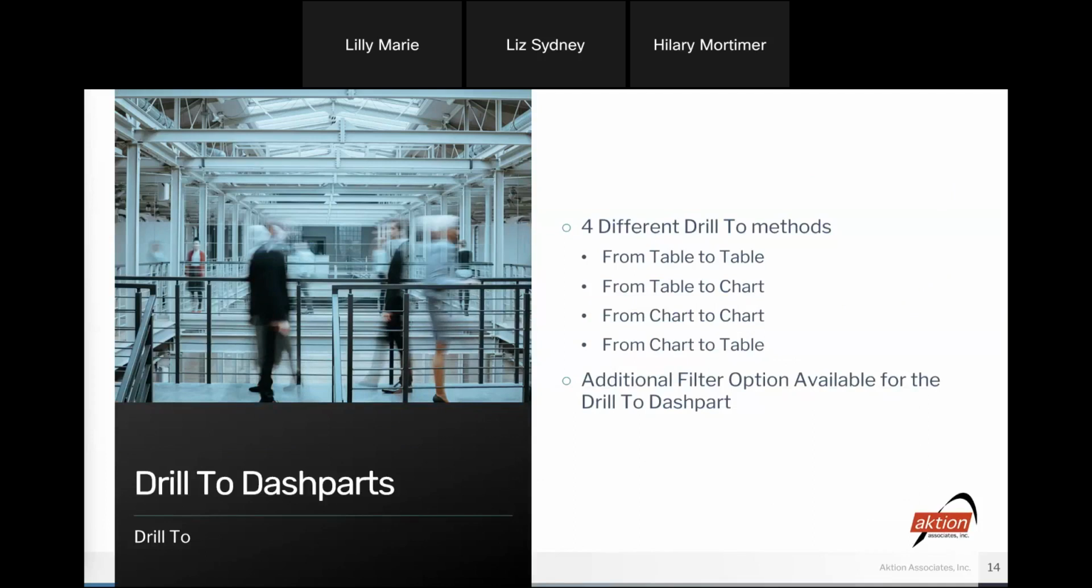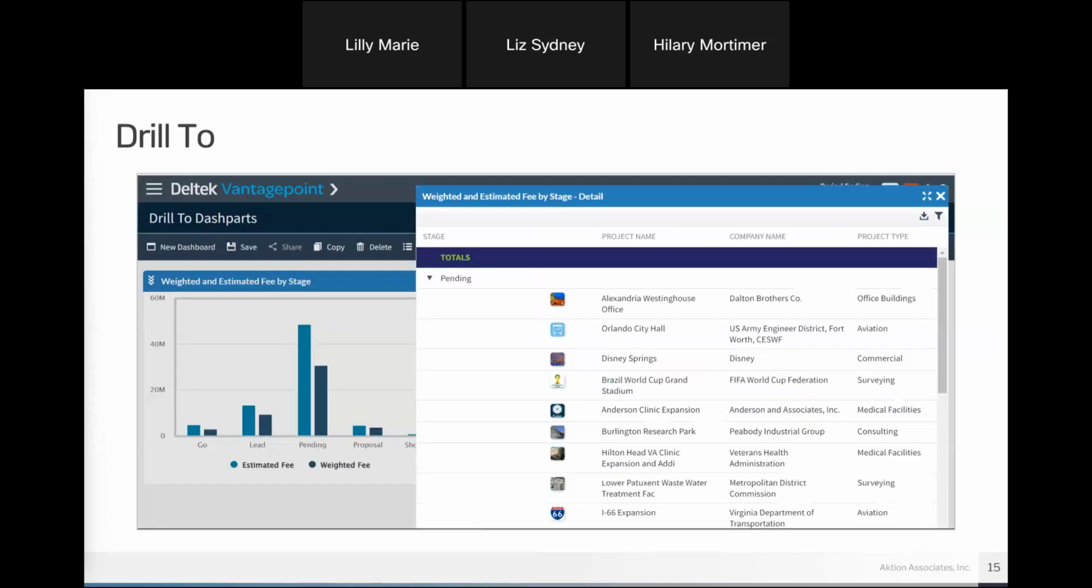Probably one of my favorite methods for the drill to is going from a chart to a table. And that's exactly what you're seeing in this screenshot here. I think this one, it was either estimated fee or weighted fee. You click on it and it opens another dash part that is the table dash part. So I don't have to have both of those parts on my board.